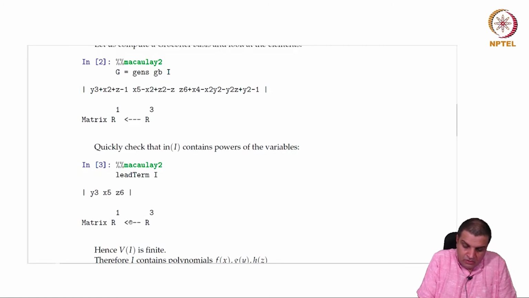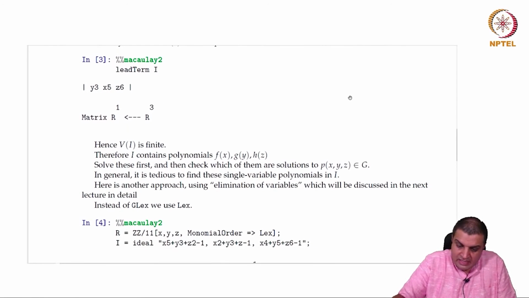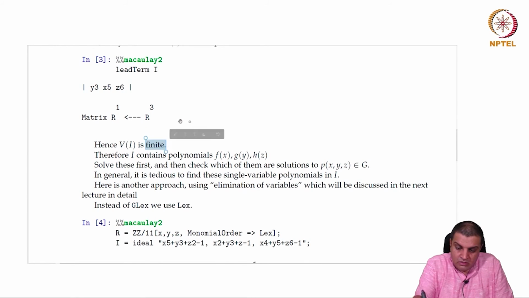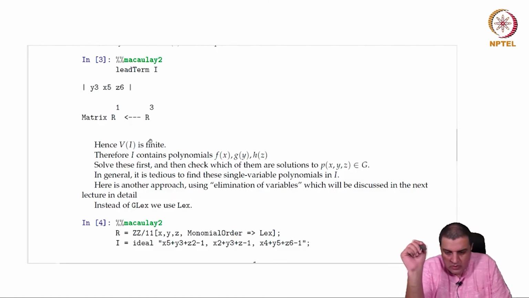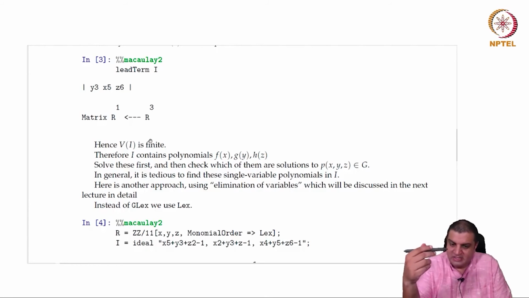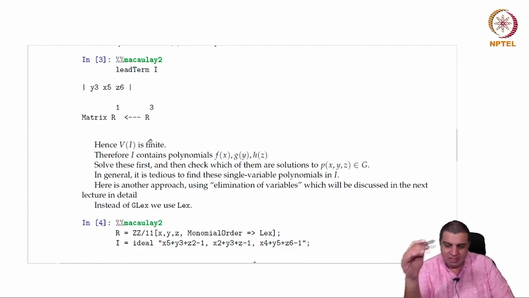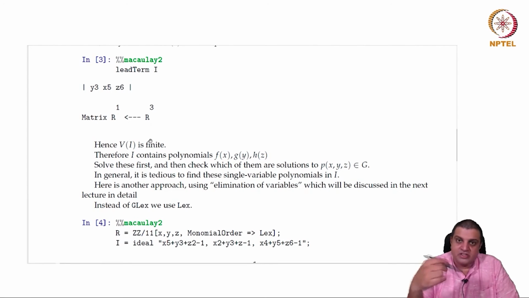So this tells us that V of I is finite in this case. Of course, we won't probably ask for it over Z mod 11, but we can discuss it over its algebraic closure, but that's okay. The computation is done over Z mod 11 itself.